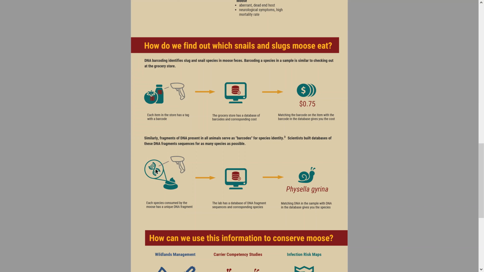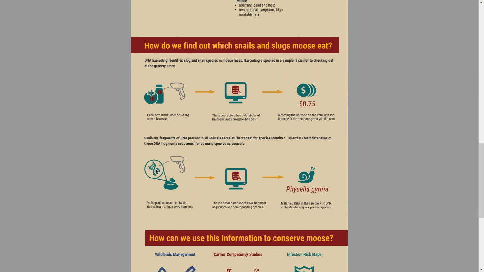Specifically, a portion of the genome called COX-1 is an excellent "barcode" for species identity. Because of this fact, databases have been compiled that contain species and corresponding COX-1 sequences, which serve a similar purpose to the barcode and price databases in grocery store computers.